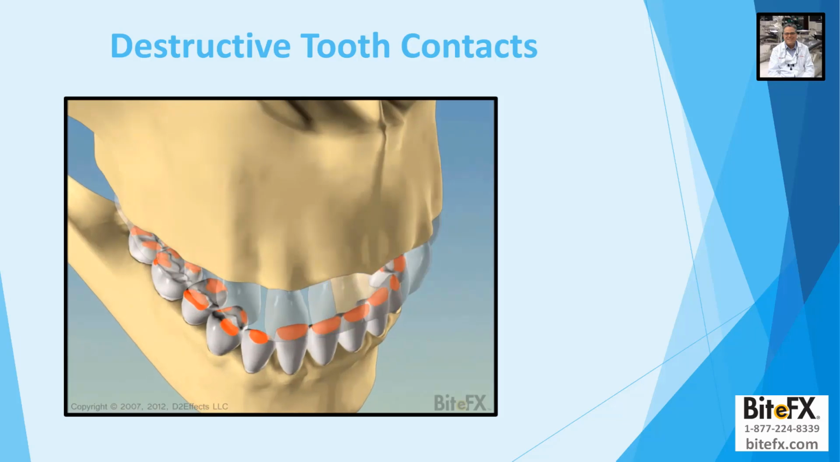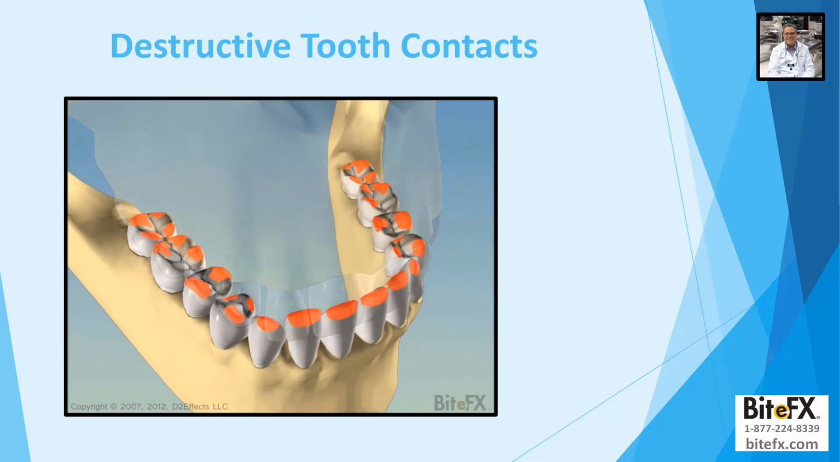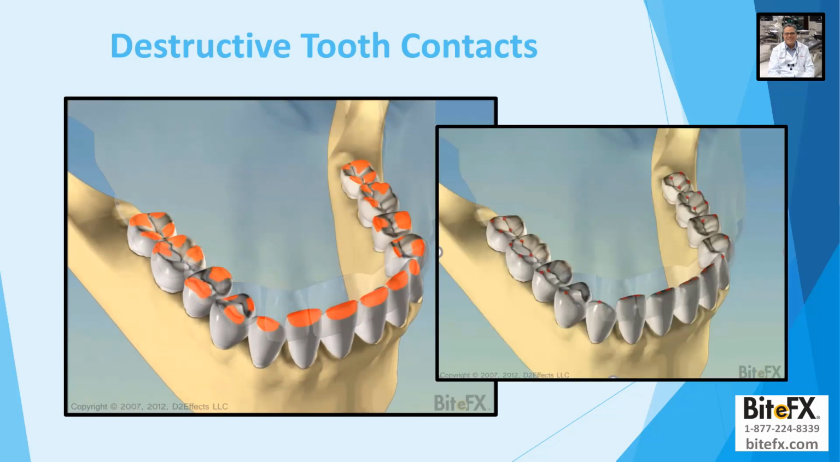Destructive tooth contacts look like this. Now compare this picture to the picture on the right. Notice that in the destructive, where the teeth are worn, the lingual cusps are in contact. The lingual cusps are the non-working cusps. And in the picture to the right, there is no contact.